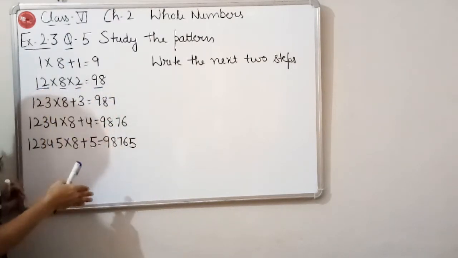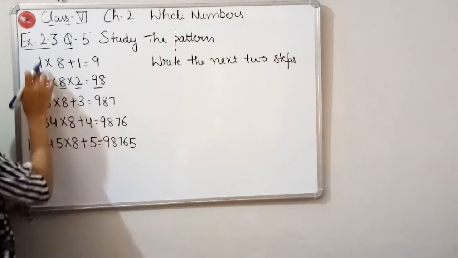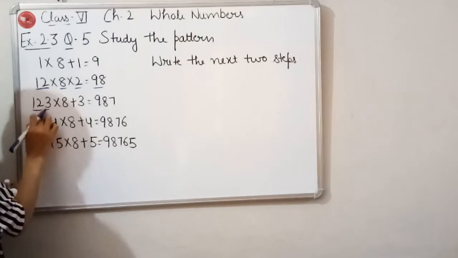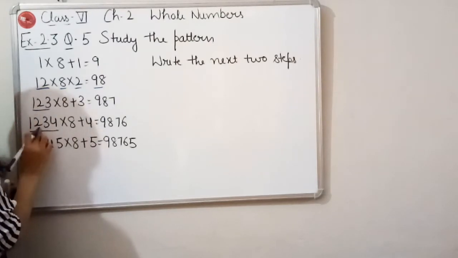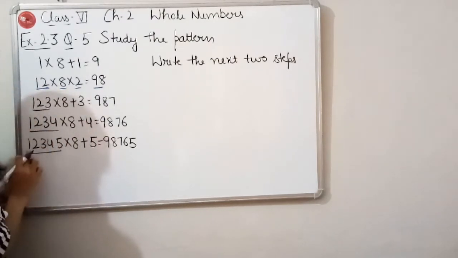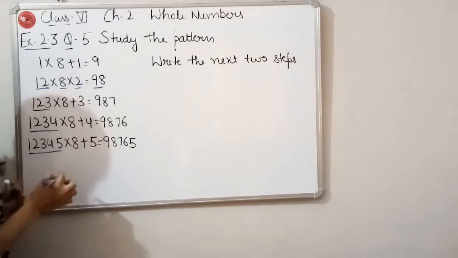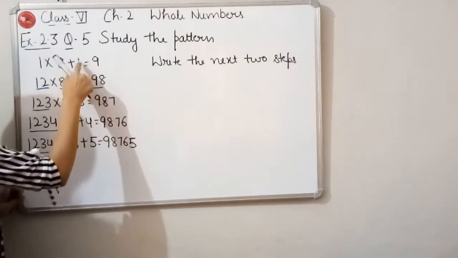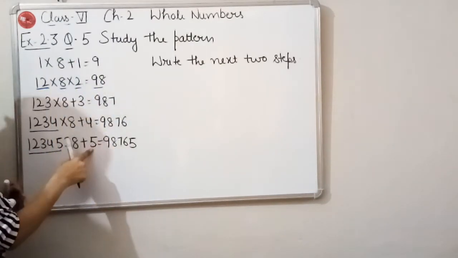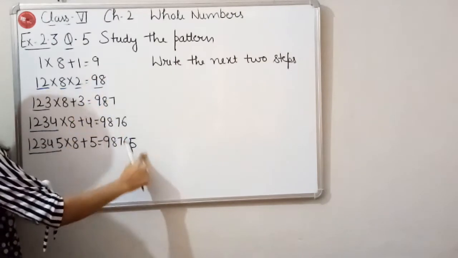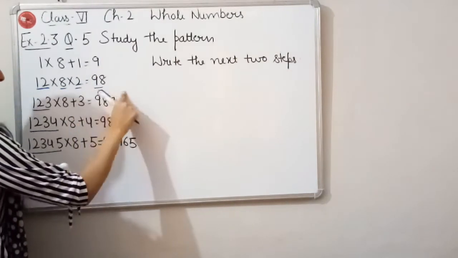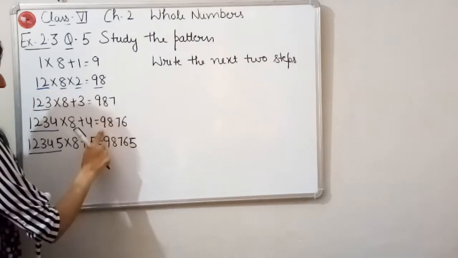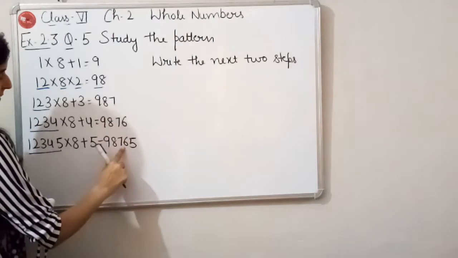So how are we doing these steps here? 1, then 12, then 123. It means 1, 2, 3. Then 1, 2, 3, 4. Then in next step it will be 1, 2, 3, 4, 5. This 8 will remain same, and here we are using the counting 1, 2, 3, 4, 5. And here we are using the reverse counting: 9, then 98, then 987, then 9876, then 98765.